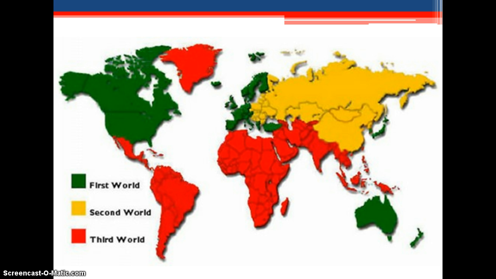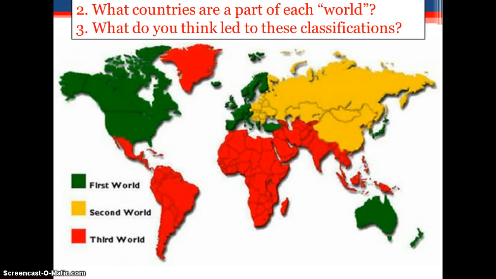This is a map of all the countries in the first world, second world, and third world. I have two questions for you, so this is questions 2 and 3. What countries are a part of each world? So you can list some of the main regions of the world for this one. Take a look at the areas of the map and what you notice about the colors.